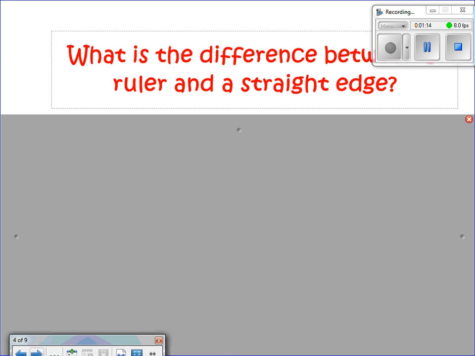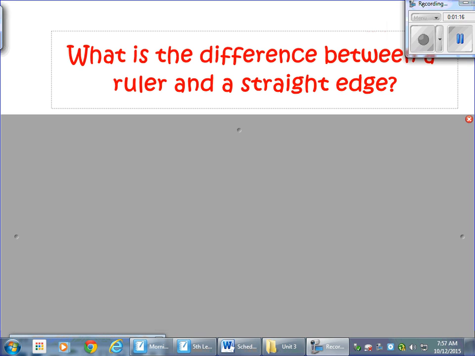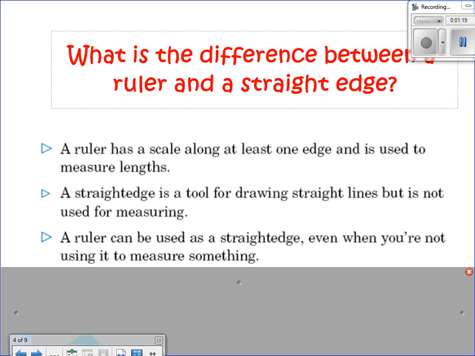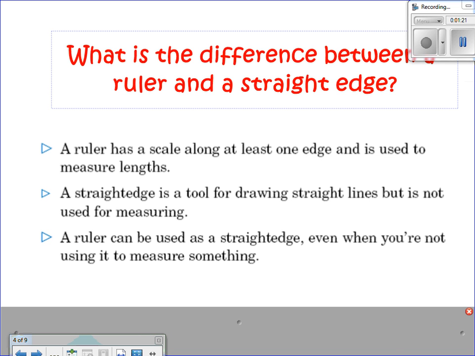Okay. What is the difference between a ruler and a straight edge? Tomorrow you're going to have to use a straight edge and not a ruler. A ruler has a scale along at least one edge and is used to measure lengths, right? The numbers tell you how many centimeters, how many inches something is. A straight edge is a tool for drawing straight lines, but it is not used for measuring. So maybe the side of a book, or you can use the side of a notebook or a clipboard. A ruler can be used as a straight edge even when you're not using it to measure something. See, a ruler could still be a straight edge as long as you're not using the numbers on it.